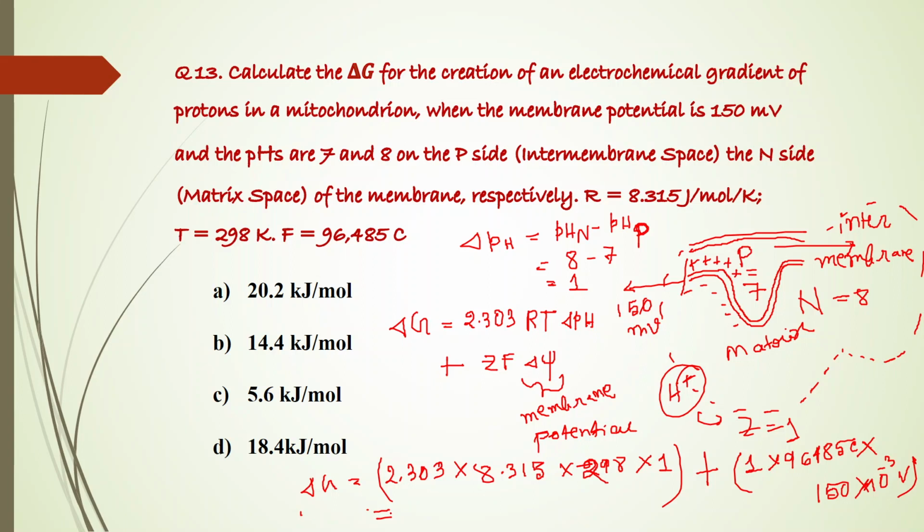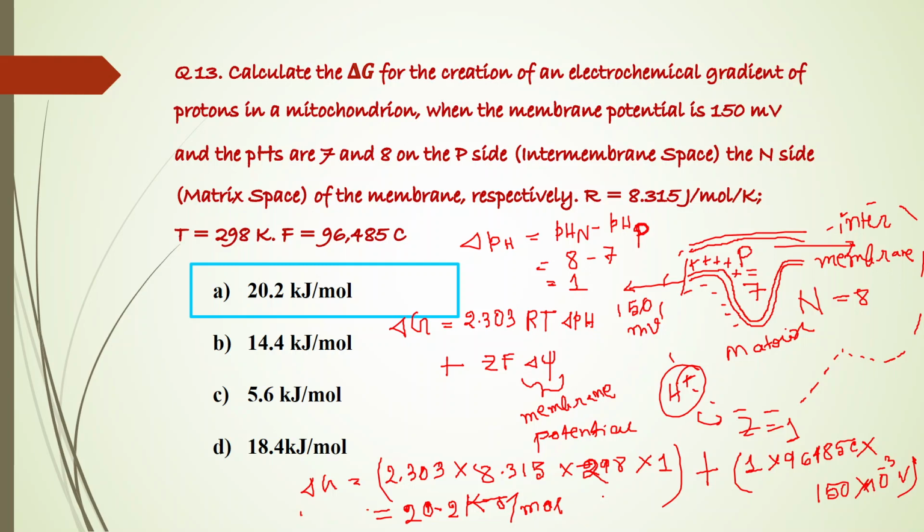So if you just solve this simple mathematics, you will end up with an answer of 20.2 kilojoules per mole. That will be the answer. Something like 20.17 kilojoules per mole will come, which ends up as 20.2 kilojoules per mole. So please, even if you do not say it here, try to solve it by yourself. Later, the correct answer should come as 20.2 kilojoules per mole.